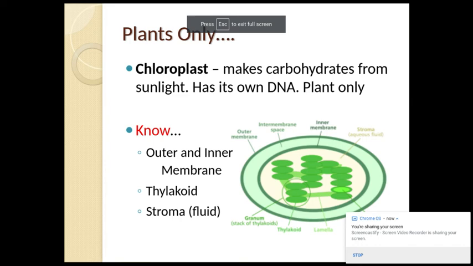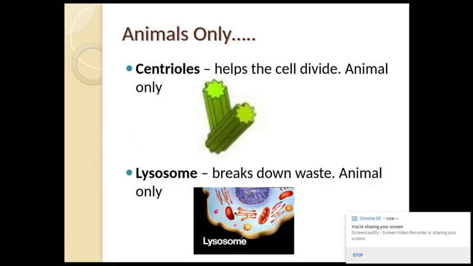Okay, now we're going to get the second part. So we just covered plants. We just covered chloroplast. All right, now we're looking at some things that are in animals only. First one is centrioles. Centrioles are like these thicker fibers that actually help when the cell goes through cell division. Okay, and we'll cover cell division in another unit down the road again. But centrioles help with cell division.